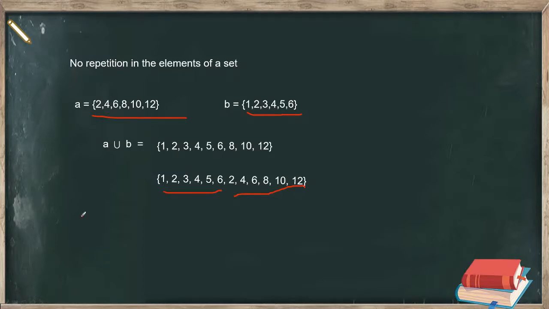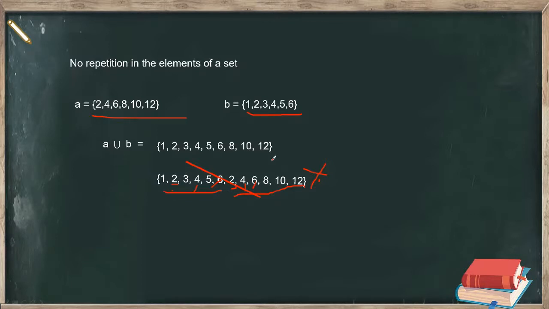Here I can see that there are repeating elements. 2 is repeating, 4 is repeating, 6 is repeating. So this is not a set. We cannot call it a set. Why? Because in a set every element should be unique. There is no uniqueness here for 2 because this 2 is coming here also. So in that case we can decide that this is not a set. What is the answer? First one, 1, 2, 3, 4, 5, 6, 8, 10, 12.